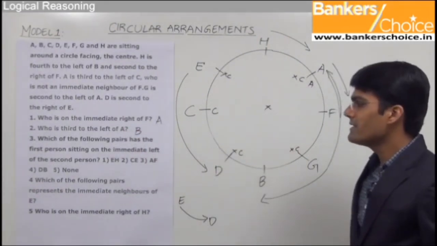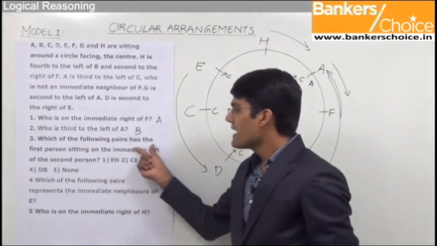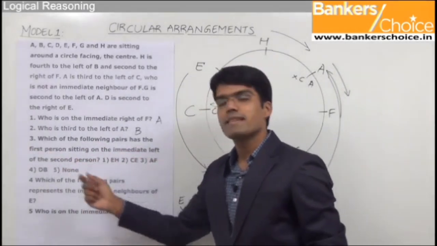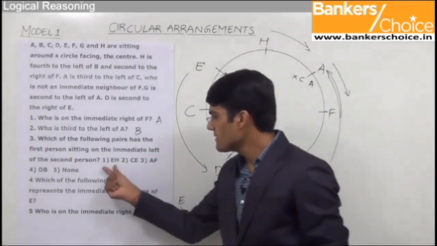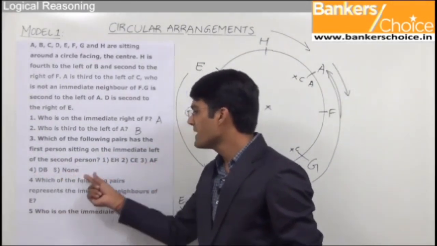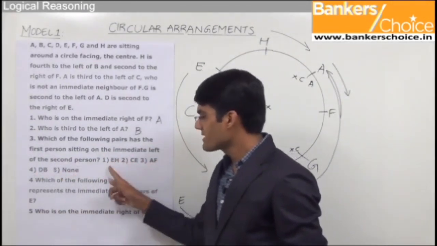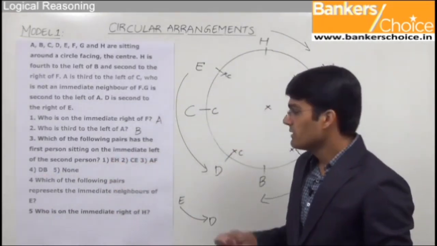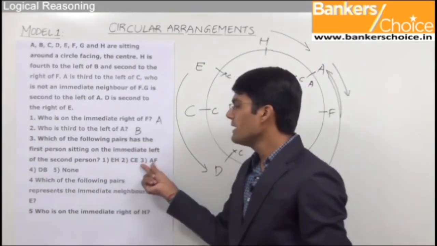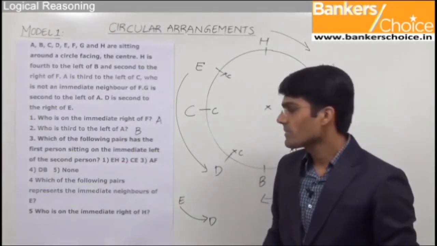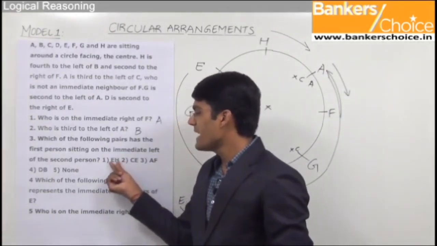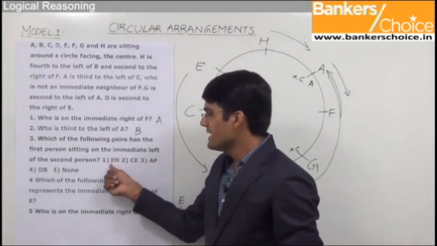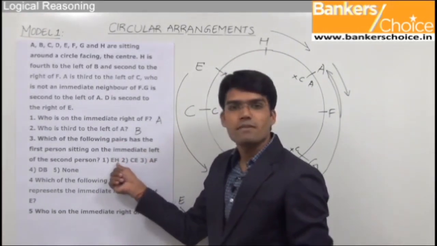The next statement is, which of the following pairs has the first person sitting on the immediate left of the second person? So from the given 5 options, we have to check in which of the options the first person is to the left of the second person. Now this question can be answered only by eliminating the wrong answer options. The first option here is E and H, and as per the given statement, the first person, that is E, is on the immediate left of H.